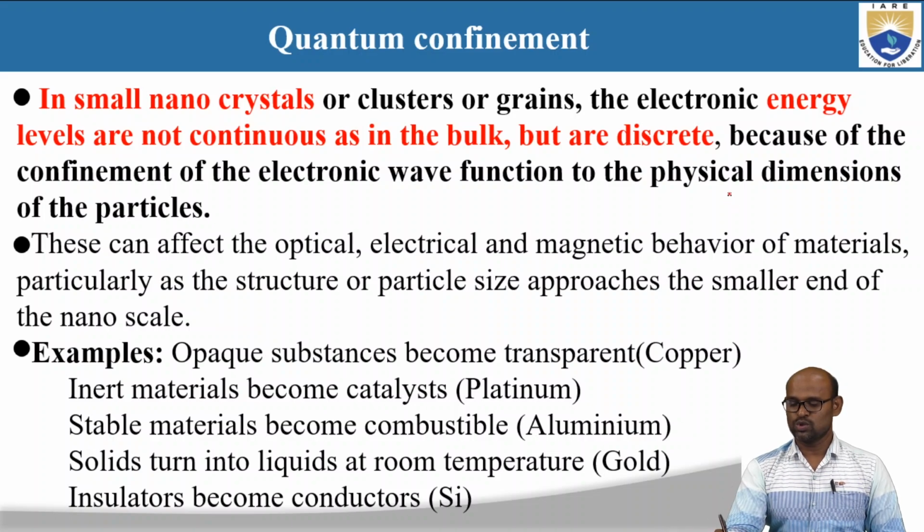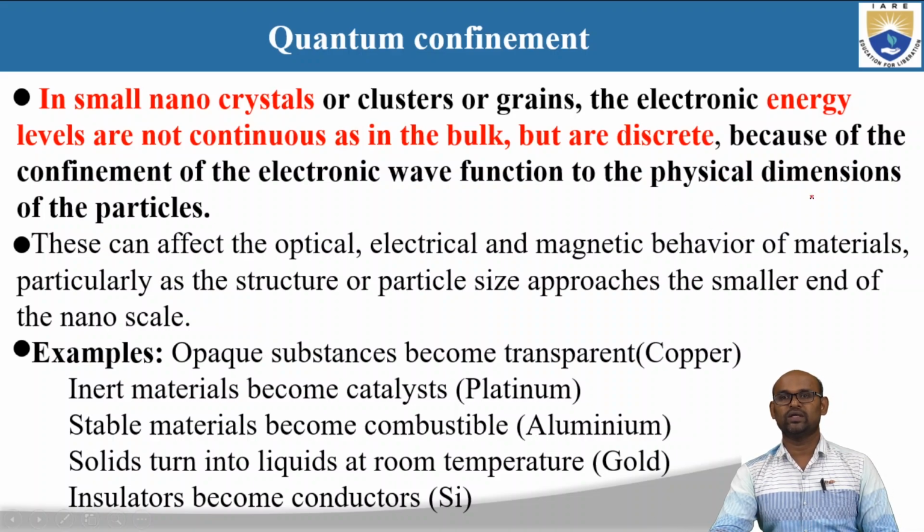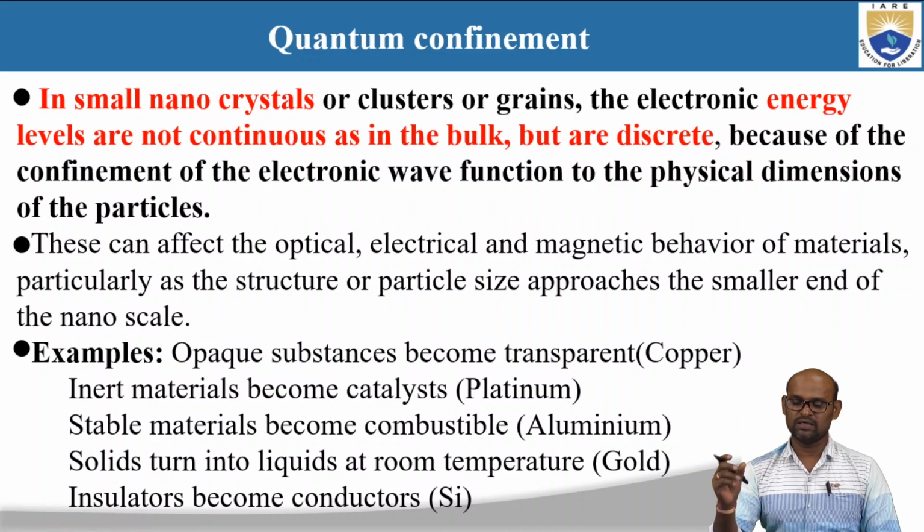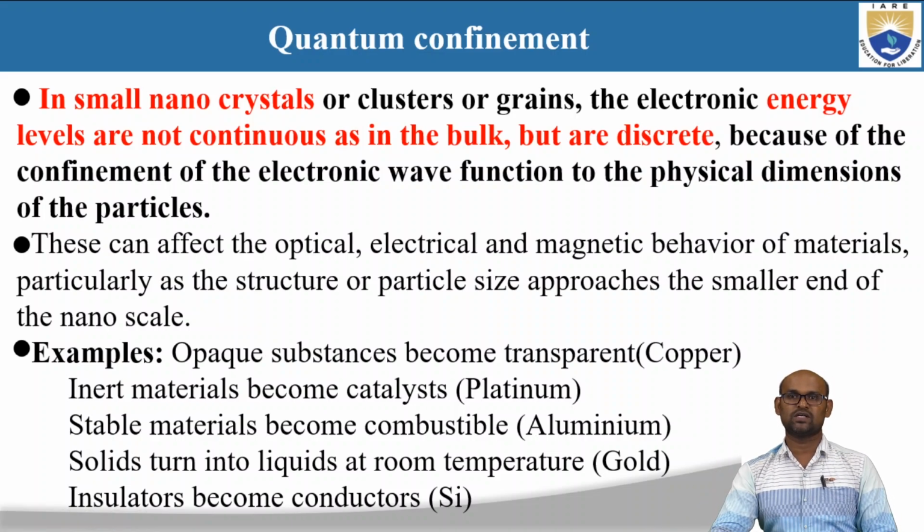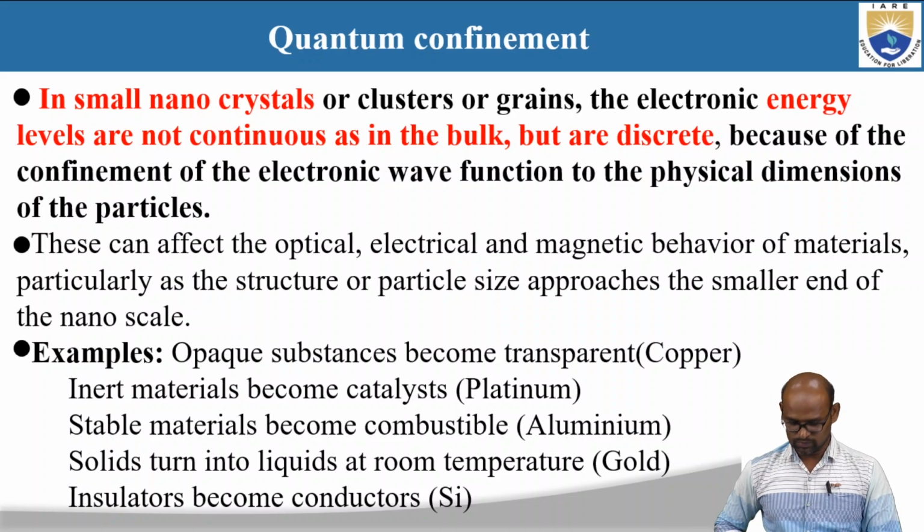So when we are confining a particle in a box whose size matches the de Broglie wavelength of that particle, we find that the energy levels of this nanocrystal, which has many atoms, are still discrete, not continuous. These can affect the optical, electrical and magnetic behavior of materials, particularly as the structure or particle size approaches the smaller end of the nano scale.